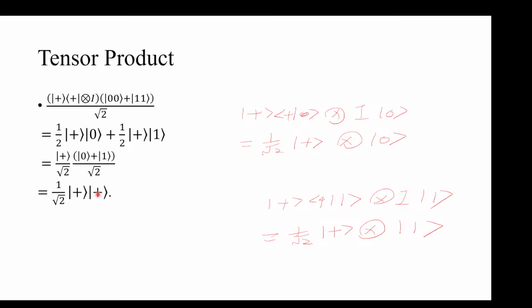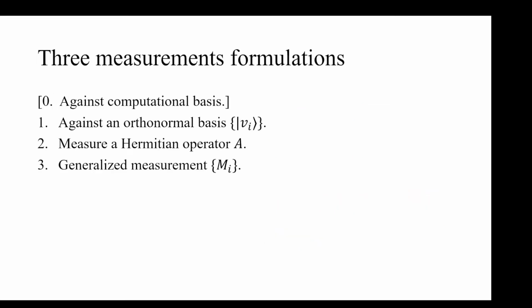Then let's talk about measurement. We talk about three different measurement formulations, but it's kind of like actually four of them. The first one is the measurement we actually use in our second model, which is measurement in the computational basis. And then we have the third measurement model, which is measurement against an orthonormal basis.